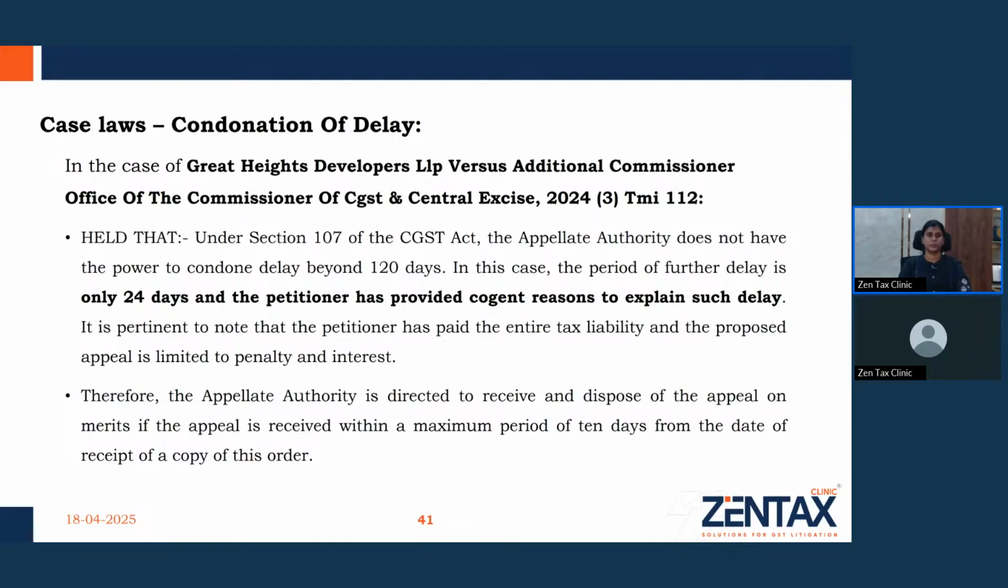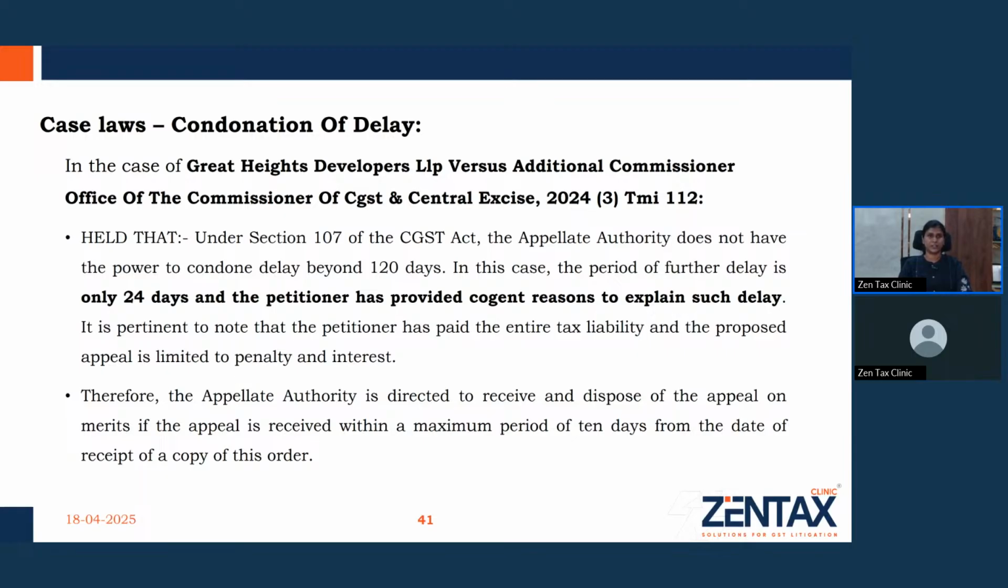Moving on to the next case. This case relates to condonation of delay. In the case of Great Heights Developers LLP versus Additional Commissioner, Office of the Commissioner of CGST and Central Excise, 2024. This is also a recent case where the appeal is filed during the condonation period.